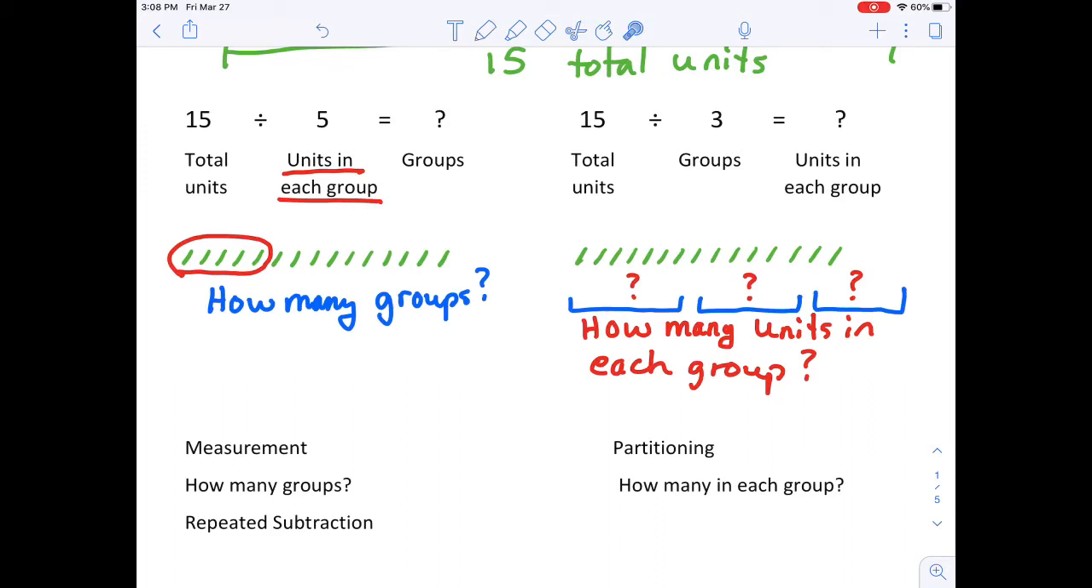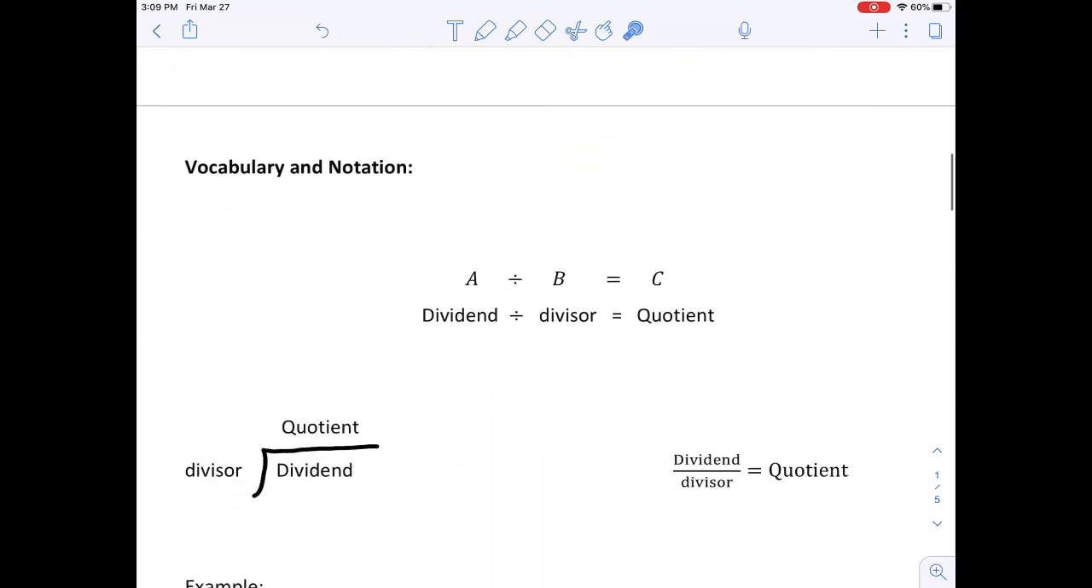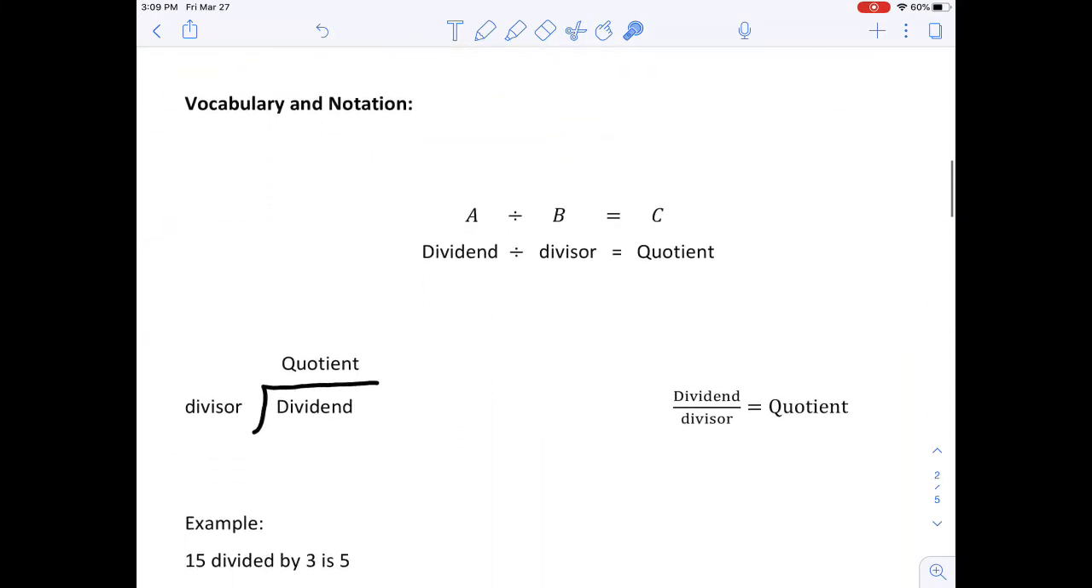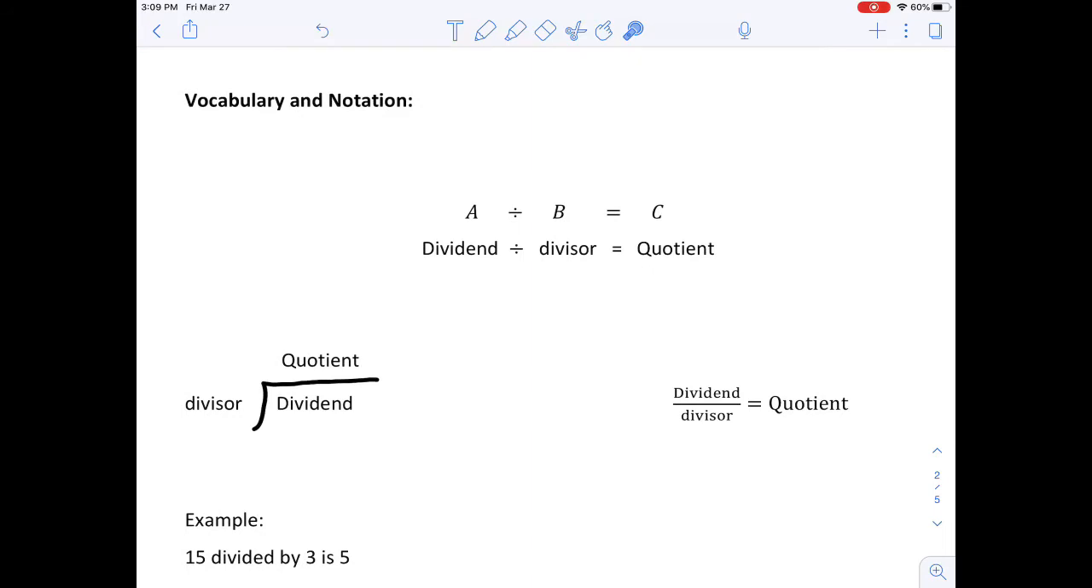On the right, we could call it partitioning because we're taking a total and we're partitioning it or breaking it into some known number of groups. Or we could call it how many in each group because that's the question we're trying to answer. Let's take care of some vocabulary and notation before we go on to the representations.